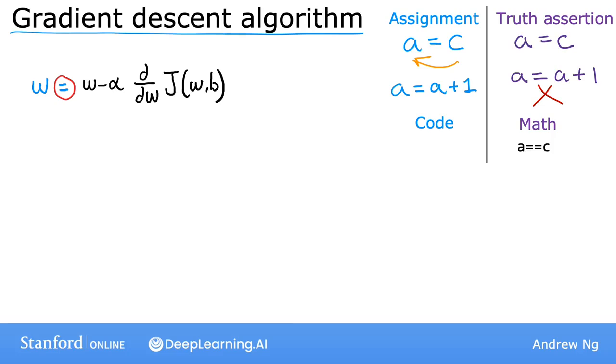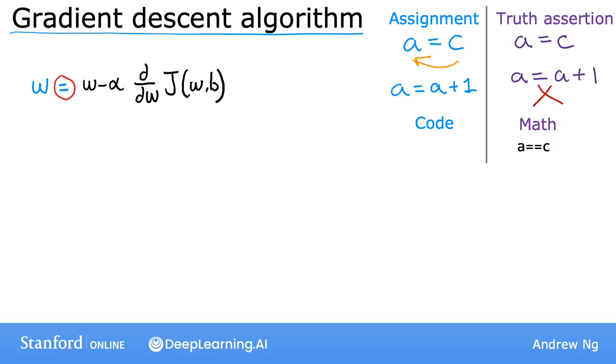But in math notation, as we conventionally use it, like in these videos, the equal sign can be used for either assignment or for truth assertion. And so I'll try to make sure it's clear when I write an equal sign, whether we're assigning a value to a variable or whether we're asserting the truth of the equality of two values.